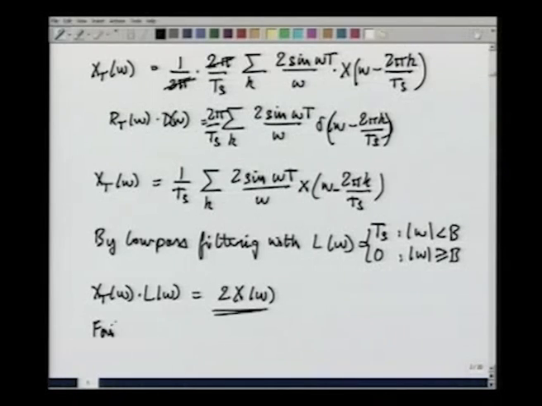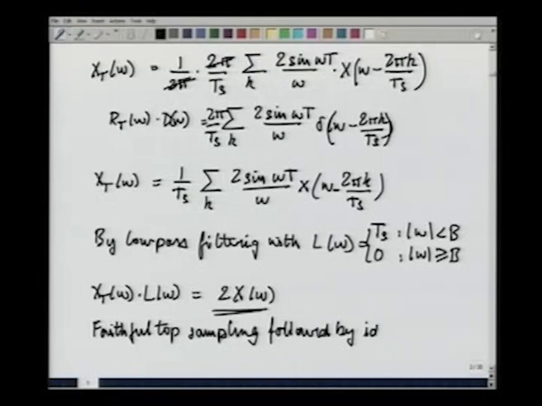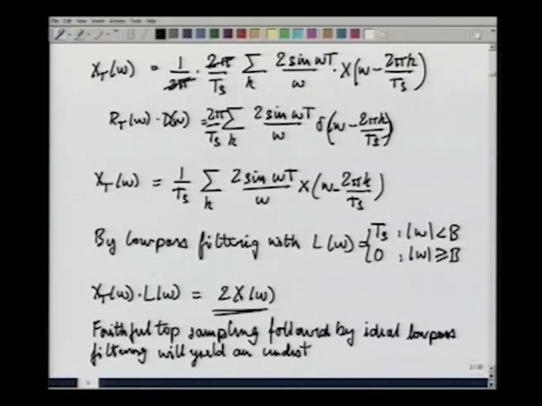Faithful top sampling followed by ideal low pass filtering will yield an undistorted output equal to 2 X omega.